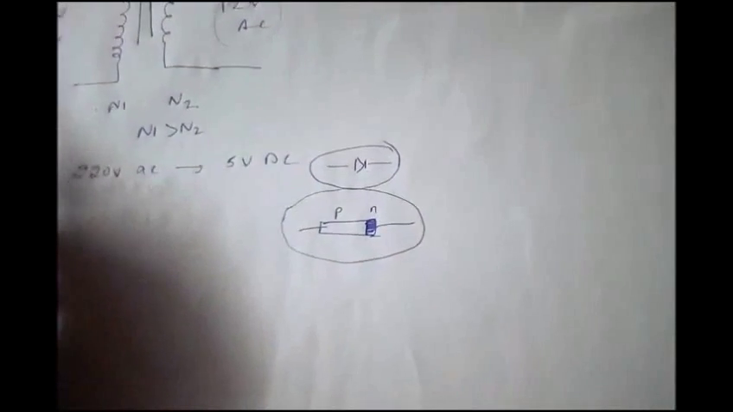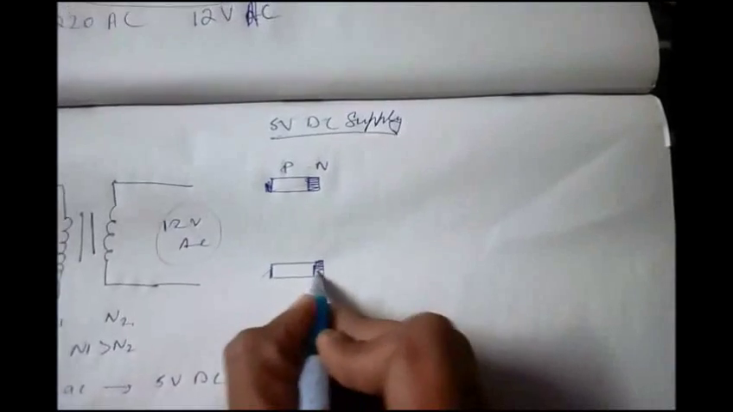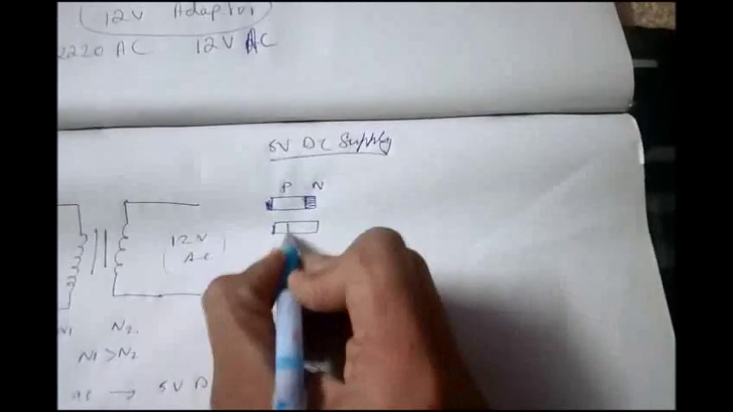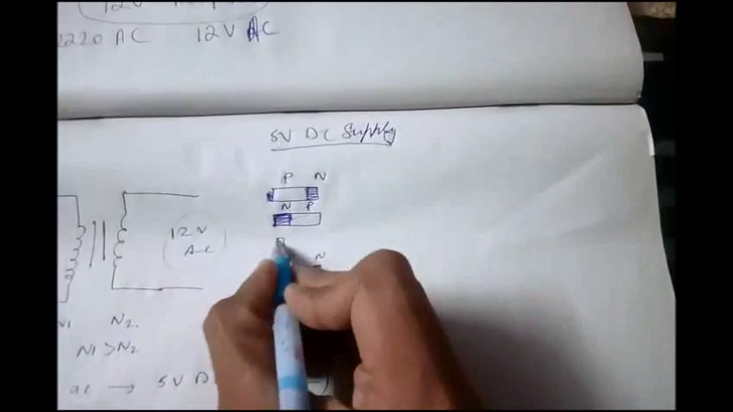So to make the bridge rectifier, we need 4 diodes like this one. This is the P side, this is the N side. This is P side, this is N side. This is P, this is N. This is N, this is P.